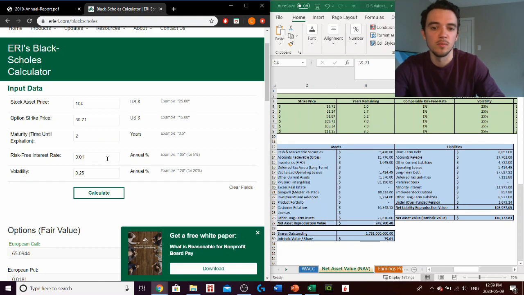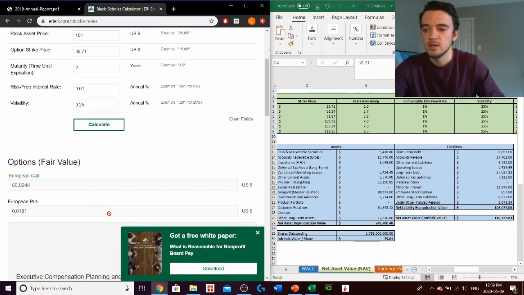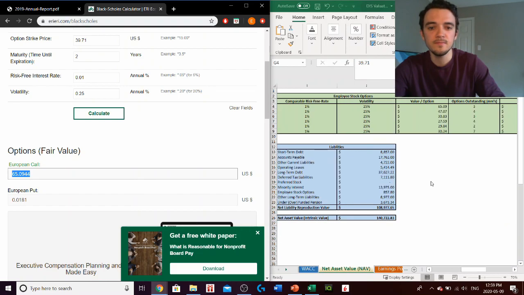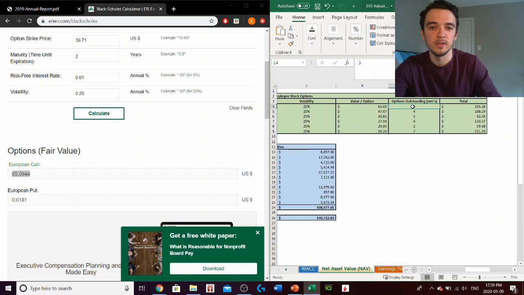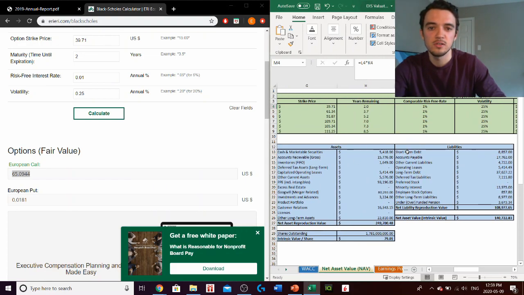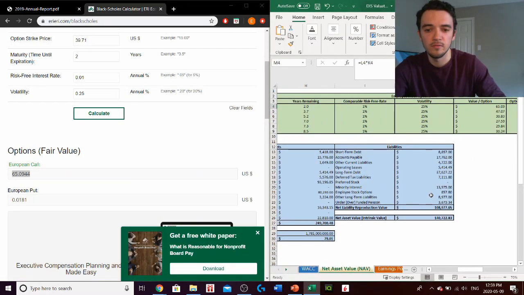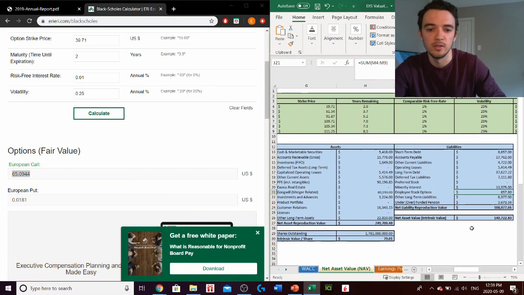Risk-free rate is around 1%. And volatility, if you don't know the volatility, you can just use 25% as a placeholder. After that, you press calculate and you get the value of the European call. And you place the value of the option there. You have 3 million options outstanding, and you multiply the value per option by the options outstanding to get the total value. And I did this for all of their tranches of options. When I summed them together, I got a total value of $857 million.